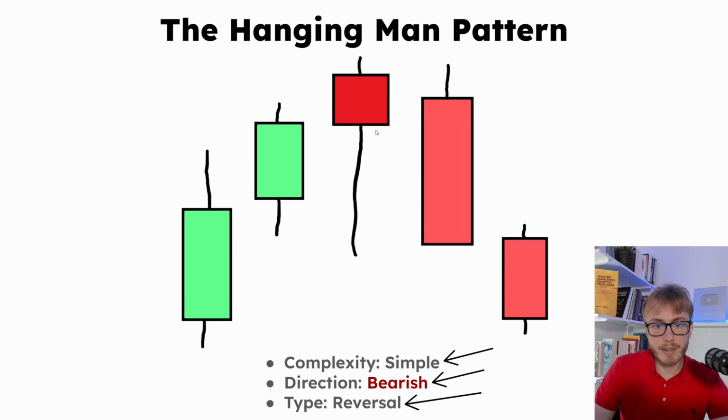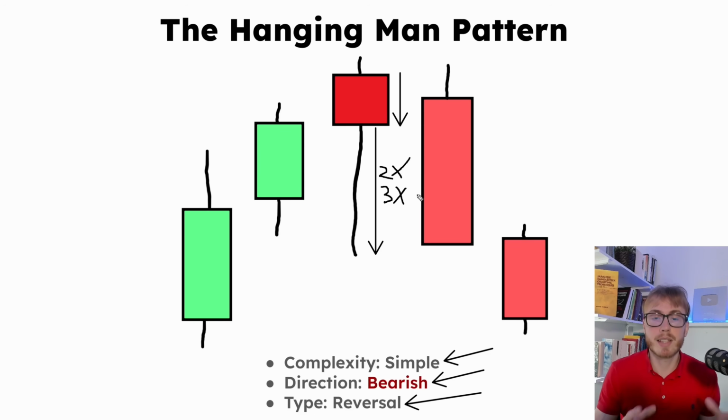The pattern itself consists of a small real body and a long lower wick. What we want to see here is that the wick is at least twice the length of the real body. So at least twice the length here. In this particular case, it looks to be more like 3 times, and that is a good sign.